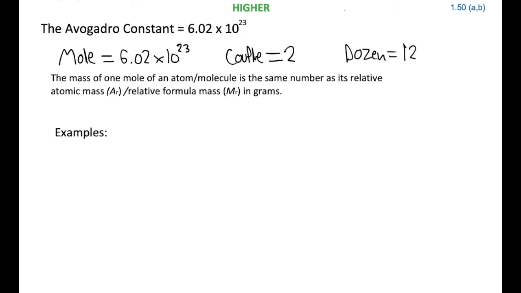But something incredibly useful about this is what is written here. It says that the mass of 1 mole of an atom or a molecule is the same number as its relative atomic mass or relative formula mass in grams. So hydrogen has a relative atomic mass of 1. If we have 6.02 times 10 to the power of 23 atoms of hydrogen, we know that the mass of this amount is the same as hydrogen's relative atomic mass in grams. So in other words, 1 mole of hydrogen weighs 1 gram.